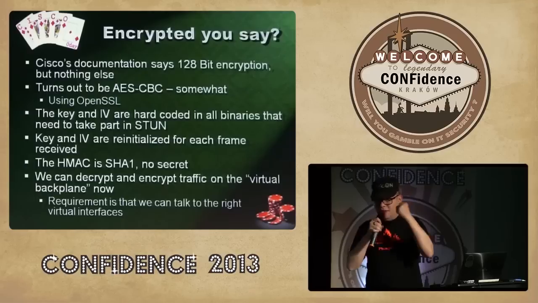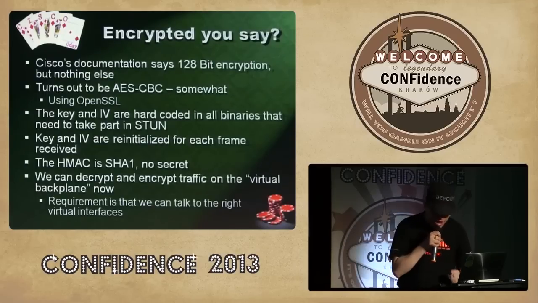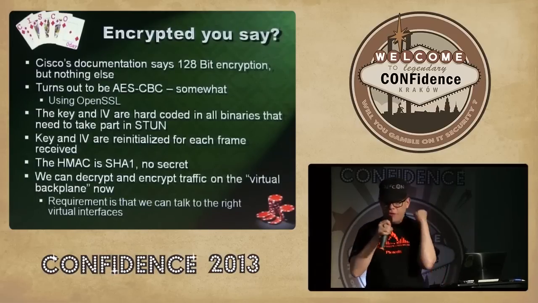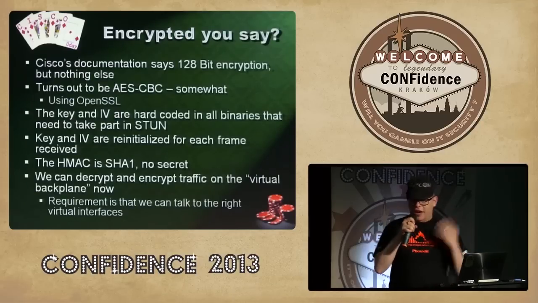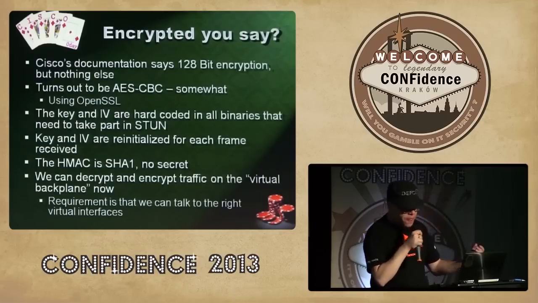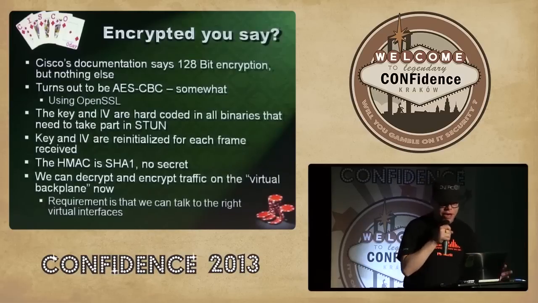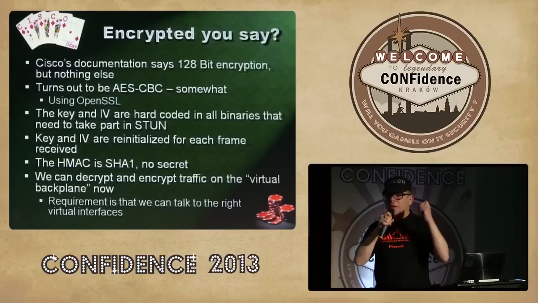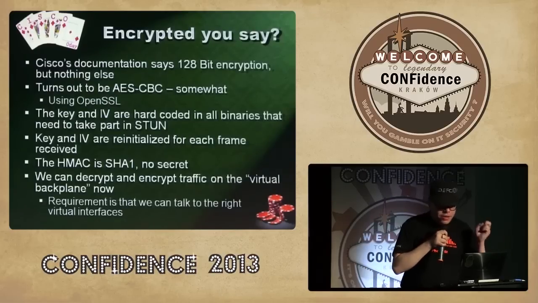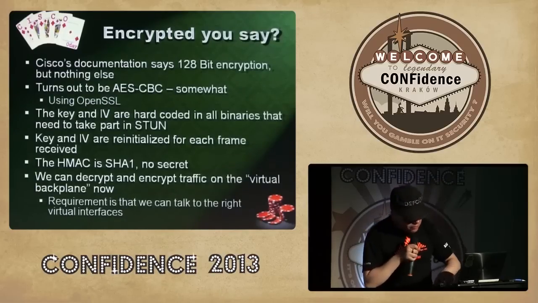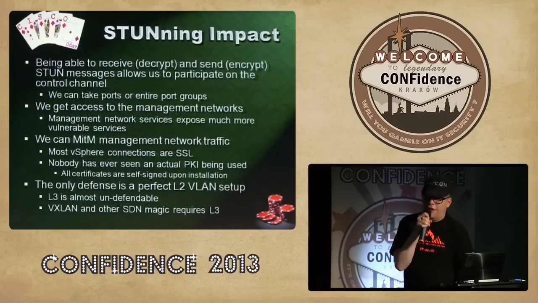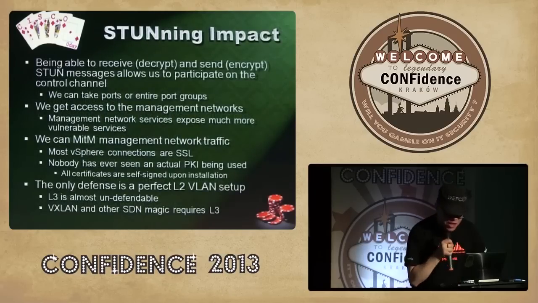Then they also have this HMAC. The HMAC is going to make sure you're not spoofing anything, turning out to be half of a SHA-1 hash without a secret, which is not exactly how an HMAC is supposed to work. So we are now speaking and reading on the virtual backplane. That has a fairly stunning impact.